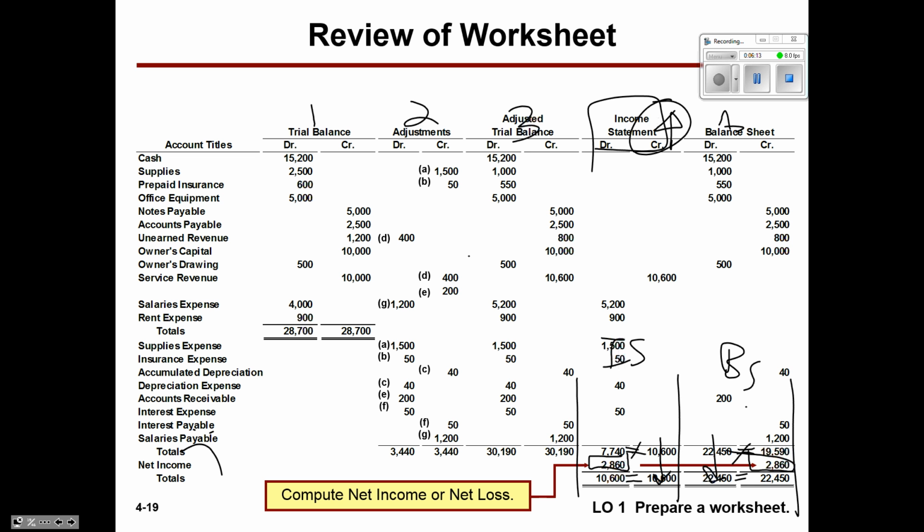You've got 10,600 minus all the expenses. This is exactly the income statement. And you know at the bottom of the income statement you say net income or net loss? That's what this is. It's just in a different format.